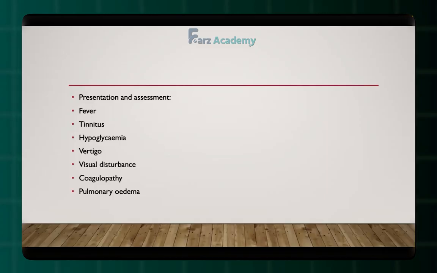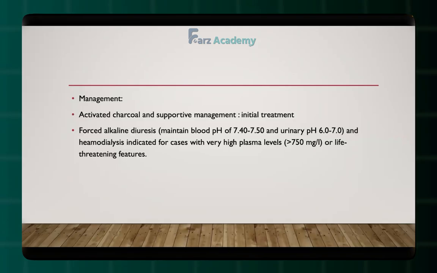Presentation and assessment: they usually present with fever, tinnitus, hypoglycemia, vertigo, visual disturbances, coagulopathy, and pulmonary edema. In management, activated charcoal and supportive management is the initial treatment. Forced alkaline diuresis, maintaining a blood pH of 7.4 to 7.5 and urinary pH of 6 to 7. And hemodialysis is indicated for cases with very high plasma levels, which is greater than 750 milligrams per liter, or life-threatening features.